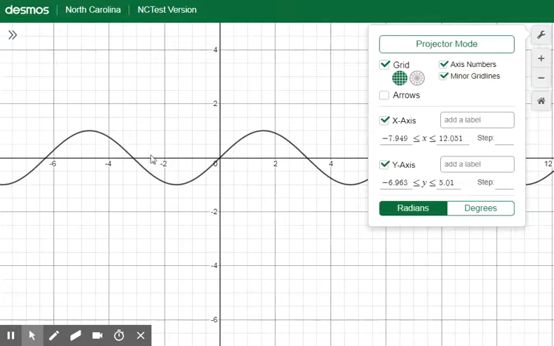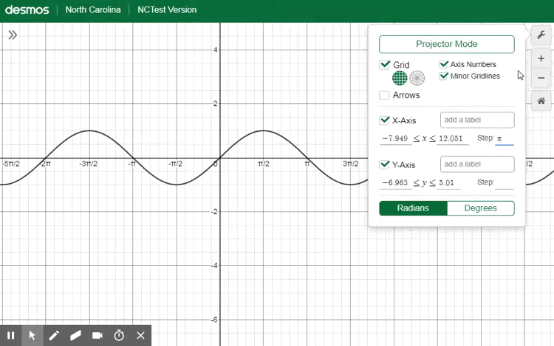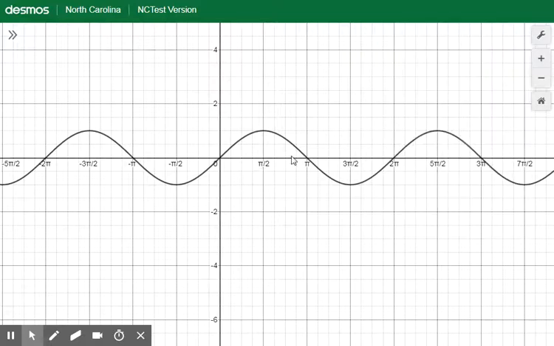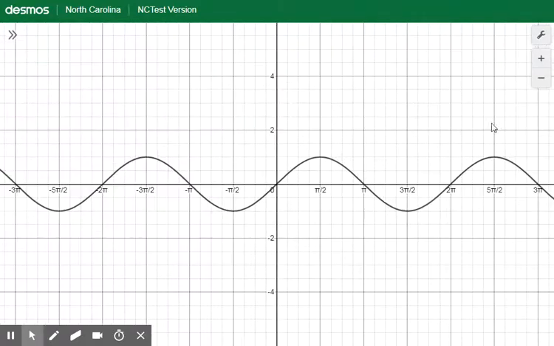Now, this scale is not the same as the scale on our paper, right? If you look at the scale on your paper, it marks it off every pi over 2 units. If you go to the wrench up here in the corner, and on your x-axis, the step, you can change that to, you just type pi for pi over 2, and it will change the scale to what it is there on the graph that you're looking at. Now, it may be different on the graph that they give you on the exam. You just change it to whatever they have, pi over 4, pi, that's where you change that number.